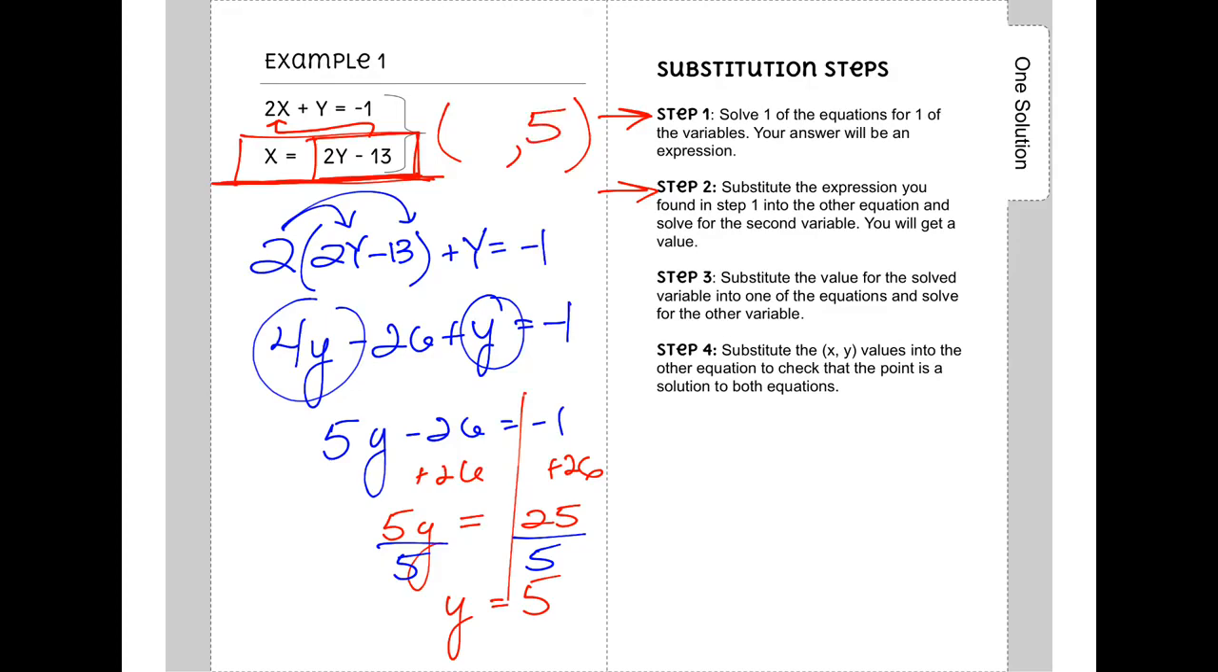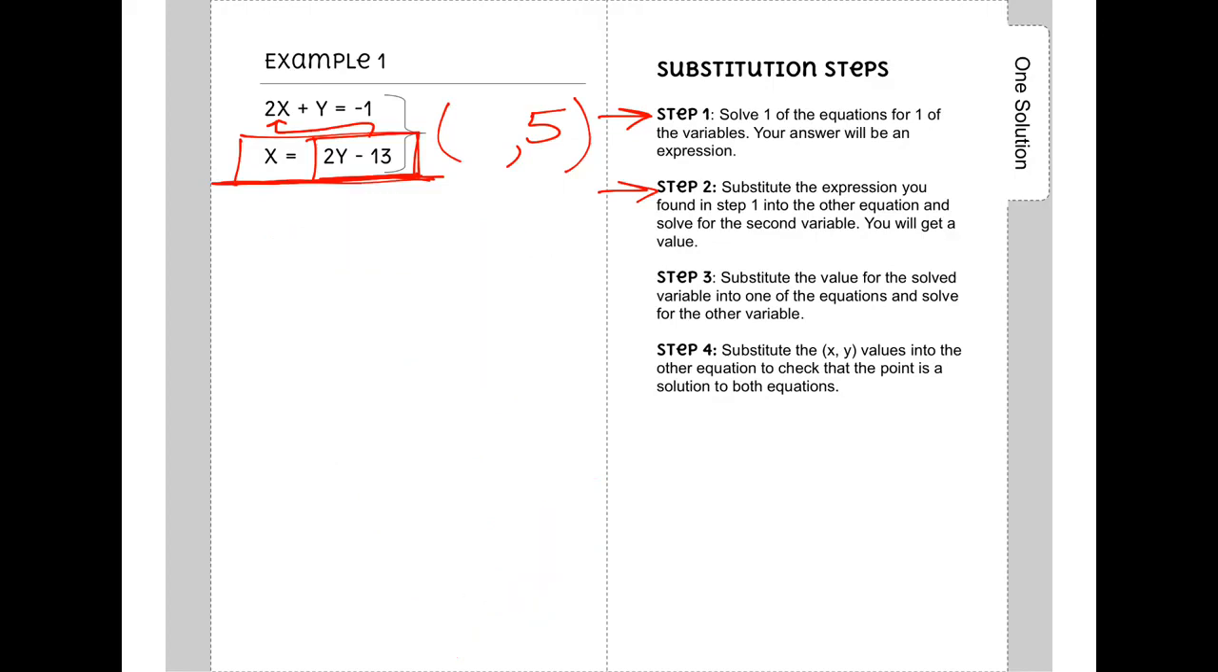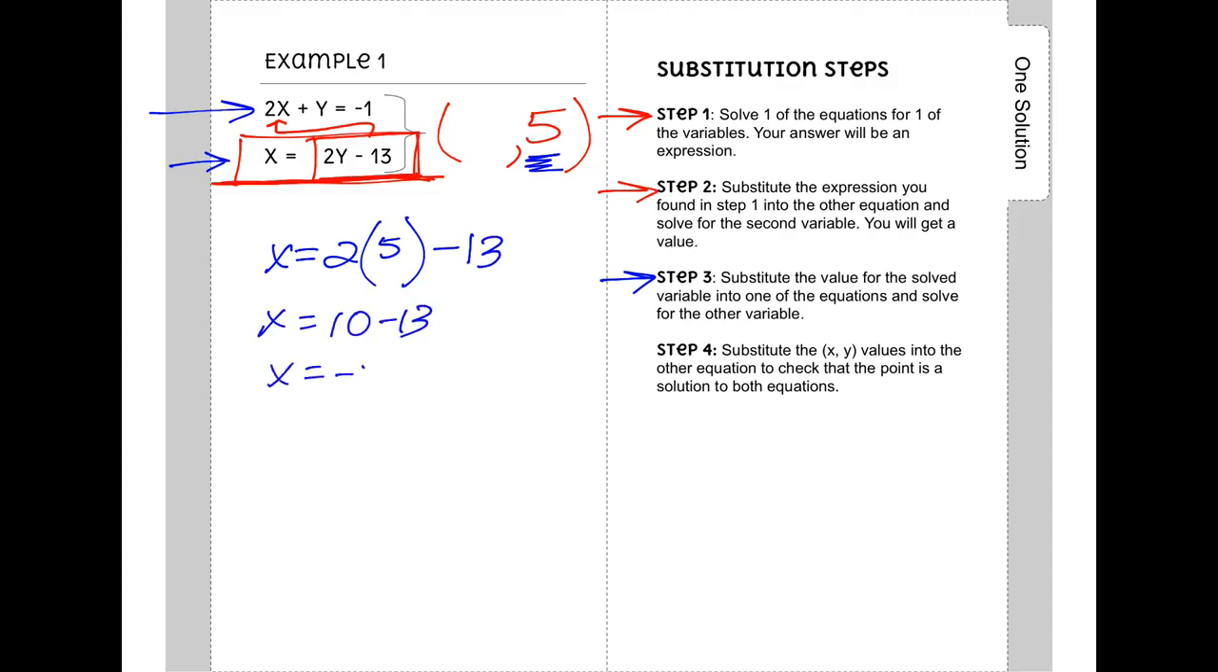So I'm going to need to clean up a little bit here. And now I'm ready to go to step 3, which says to substitute that value for the solved variable, so that y equals 5, into one of the equations and solve for the other variable, or solve for x. So I can choose either of these equations at this point. It doesn't matter which one. Let's choose the one that's going to be a little bit easier. X equals 2y minus 13. So x equals 2 times the y value that I just found, 5, minus 13.